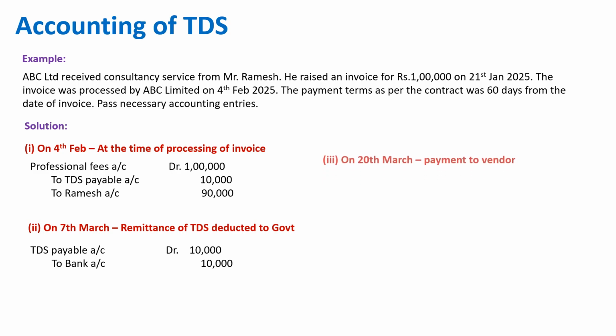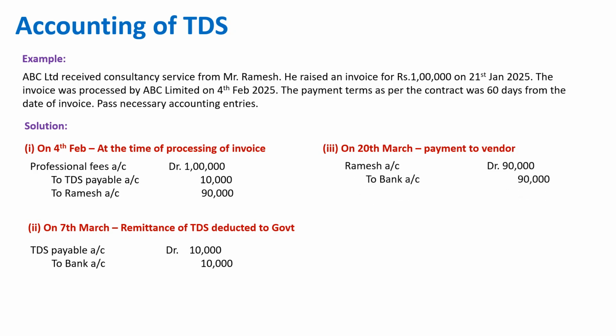Now, the next entry will be on 20th of March, that is 60th day from 21st of January, because now you have to make payment to Mr. Ramesh. And what is the entry you're going to post? Ramesh account debited 90,000 to bank account 90,000. And by this entry or by making this payment, Ramesh account also will be nullified and no balance will be outstanding in Ramesh account. So this is the flow of TDS.